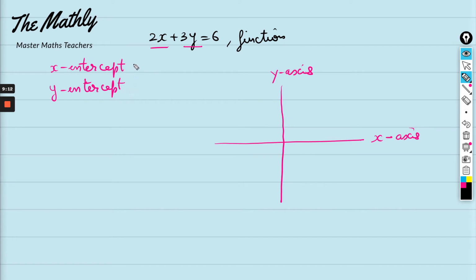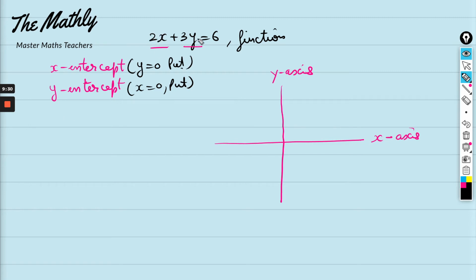For the x-intercept, you need to put y is equal to 0. Simple as that. Be it a function, be it a graph, or be it a line, anything is given, doesn't matter. For the y-intercept, you need to put x is equal to 0. Simple as a concept. Now let's try to find it out.